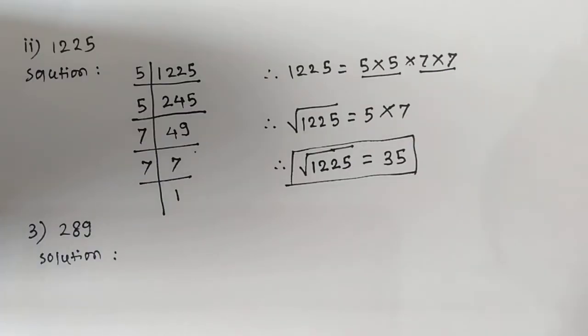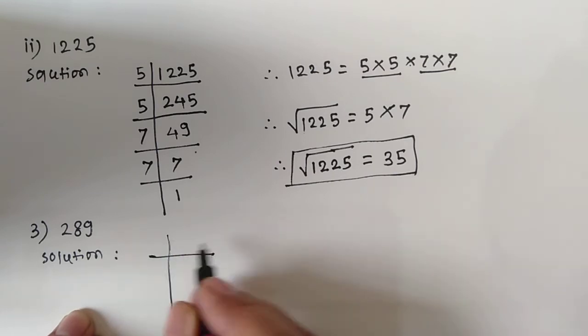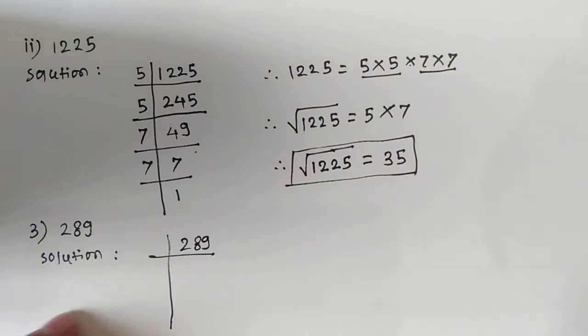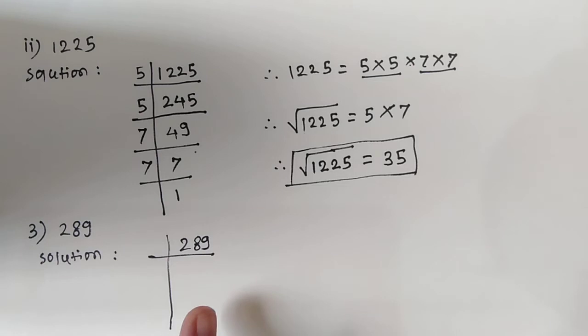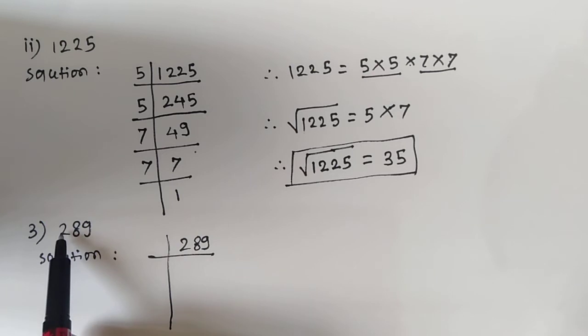Next question is 289. So write down the solution. Find out the factors of 289. So it is not an even number, so it is not divisible by any even number. For example 2, 4, 6, 8. Now check whether it is divisible by 3 and 9. 9 plus 8 is 17 plus 2 is 19. So it is not divisible by 3, 6, 9, 12.